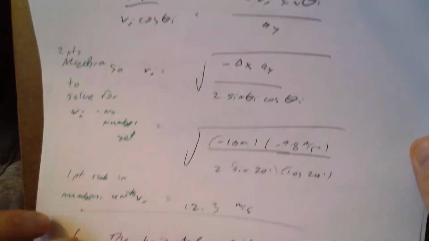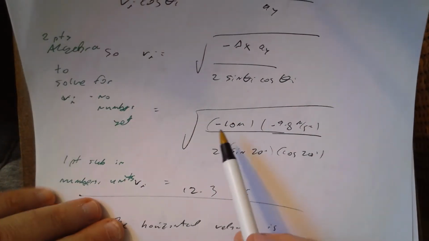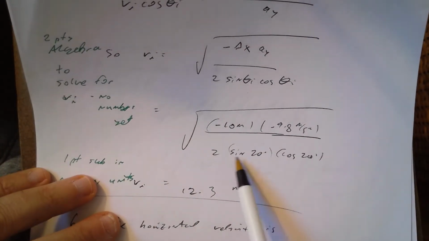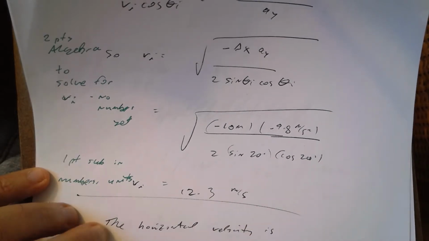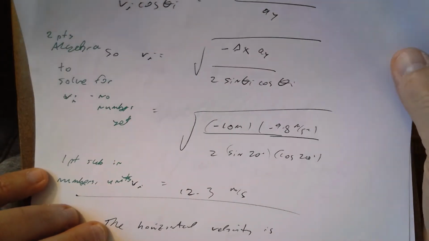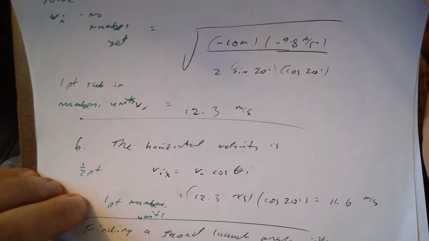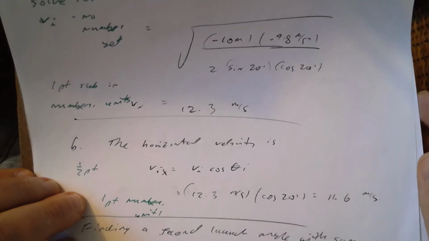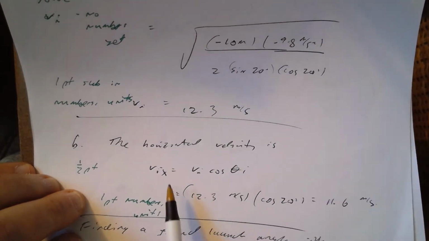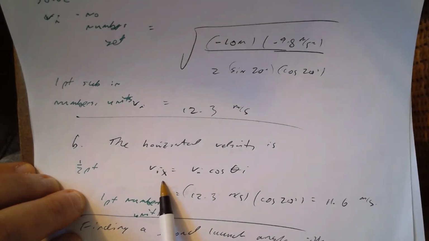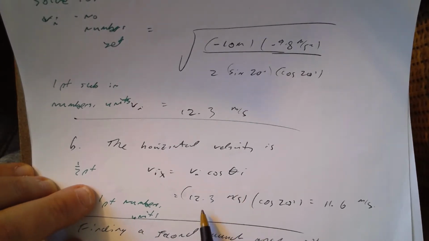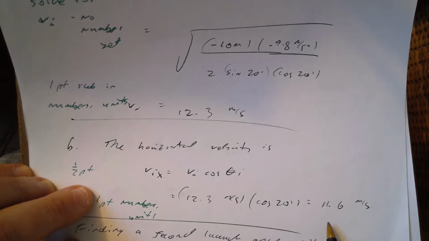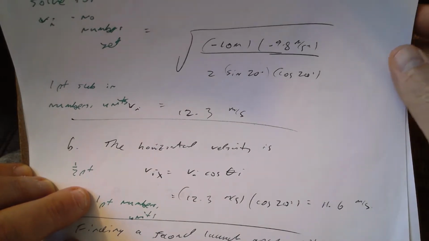And then we're going to sub in our numbers for delta x, for ay, for the initial angle theta, and we find the initial speed to be 12.3 meters per second. And then the problem also wants to know the horizontal velocity. Well, that goes back to our vector diagram. Vix is vi cosine theta, and that comes out to be 11.6 meters per second.